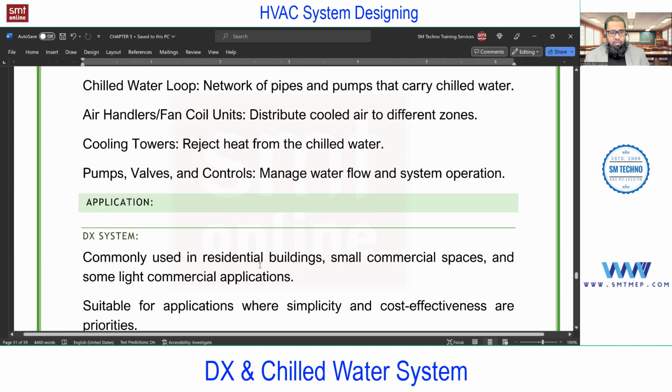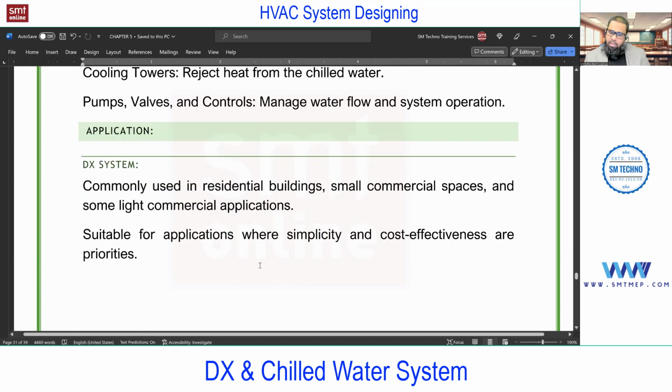Next, the application for the DX system: we can use it for residential mostly, or small commercial spaces and light commercial, and it's suitable for simplicity in installation and cost effectiveness. I'm talking about the initial cost.